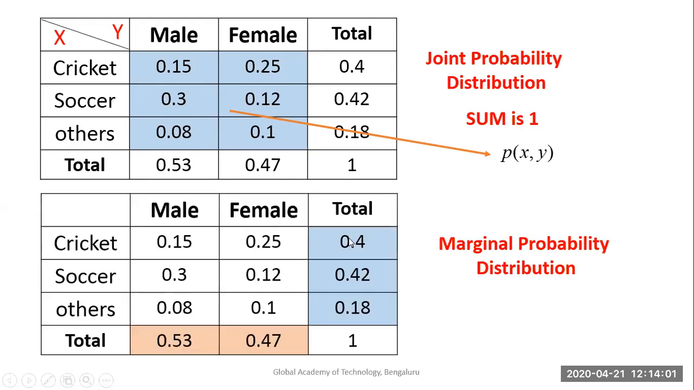And for these marginal probability distributions, again the sum is 1. So this column sum is 1, this row sum is also 1. So once again, if X denotes the sports and Y denotes the gender, this column represents P of x. So this is the marginal probability distribution for X. And this sum is denoted by P of y. So the sum of each column is denoted by P of y. So this is the marginal probability distribution for the random variable Y.